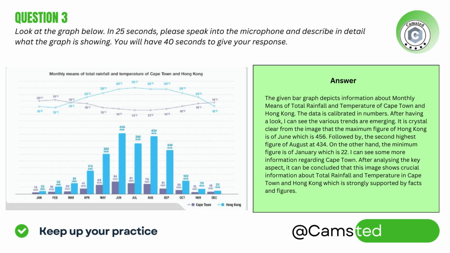I can see some more information regarding Cape Town. After analyzing the key aspect, it can be concluded that this image shows crucial information about total rainfall and temperature in Cape Town and Hong Kong, which is strongly supported by facts and figures.